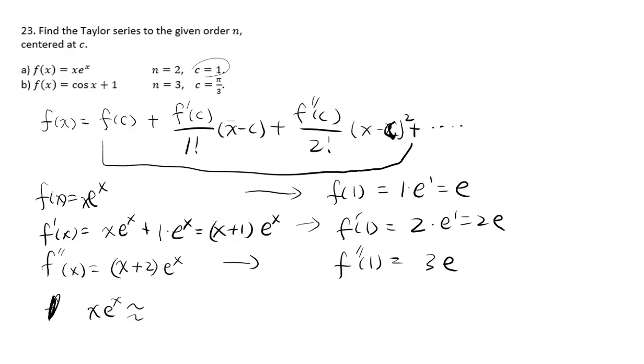This is similar to the Taylor polynomial. f of 1, which is e, plus 2e over 1 factorial. So that's just 2e, times x minus 1, plus f double prime of c over 2. So it's 3e over 2, because you have to divide by 2 factorial. And then x minus 1 squared. Okay, so that's the Taylor polynomial.